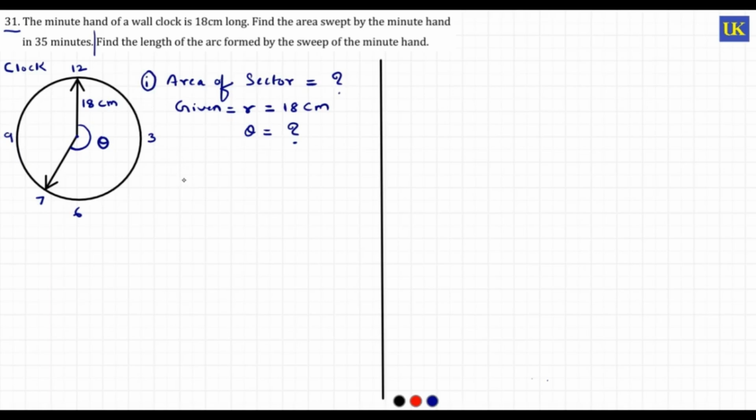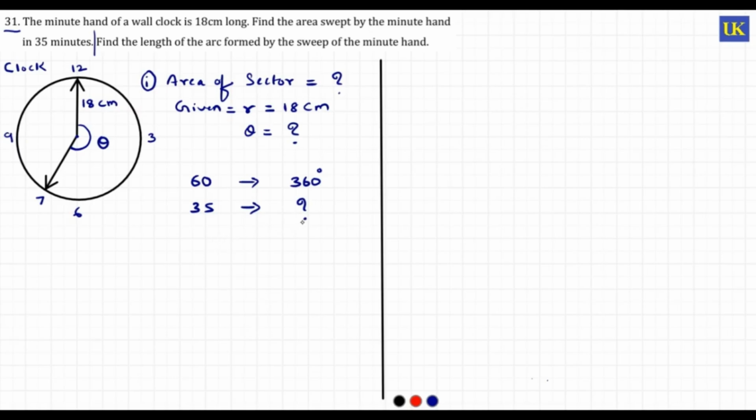Now we know that in a circle the total angle is 360 degree. In a clock we have 60 minutes in total. So for 60 minutes, how much angle do we have? We have a total angle of 360 degree. Then for 35 minutes, how much will be the angle? That is our theta.